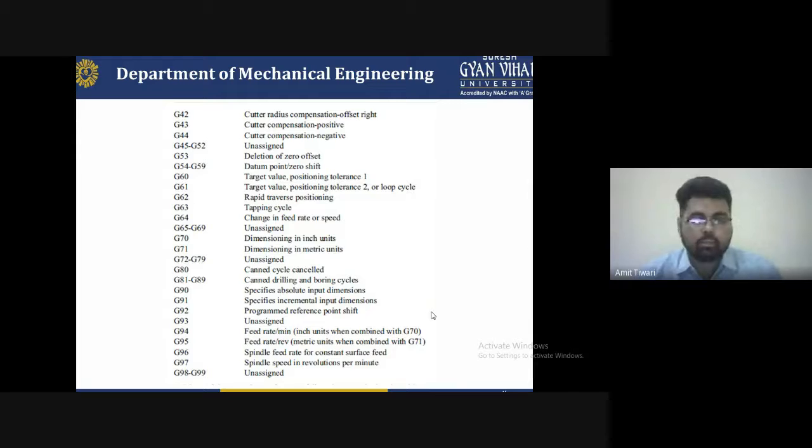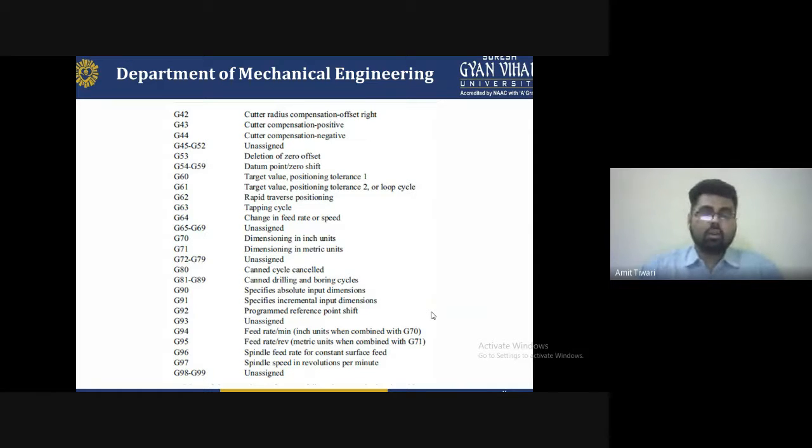G65 to G69 are unassigned, and G70 means dimensioning in inches. G71 means dimensioning in the metric unit. So you change the dimension by using the code G70 for inches and G71 for metric.